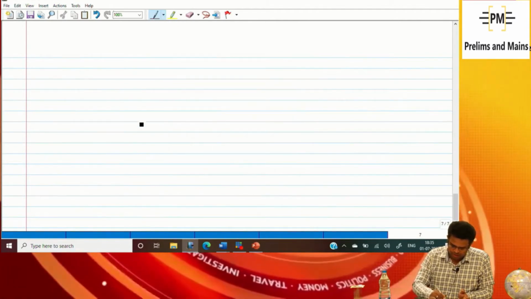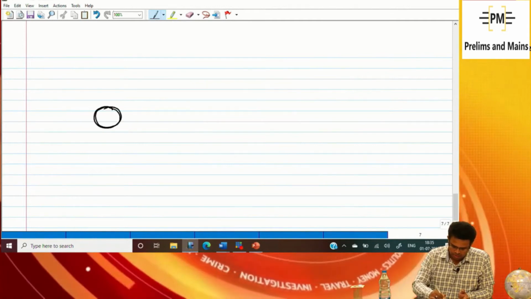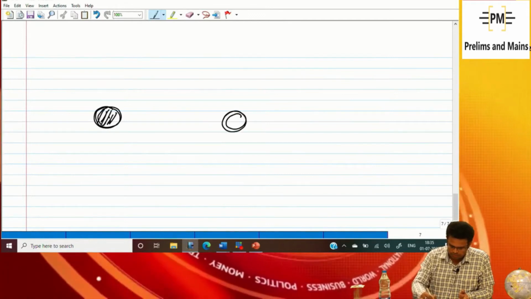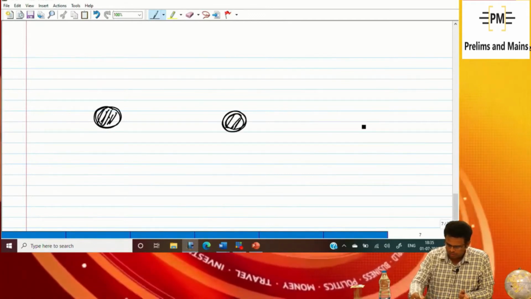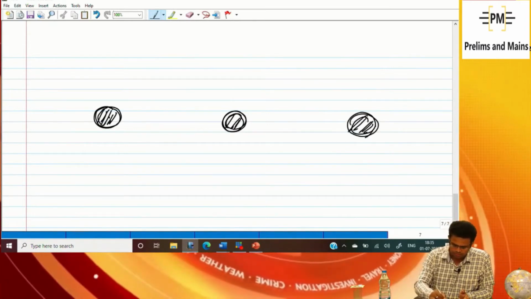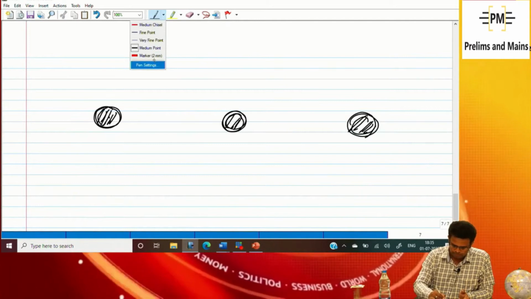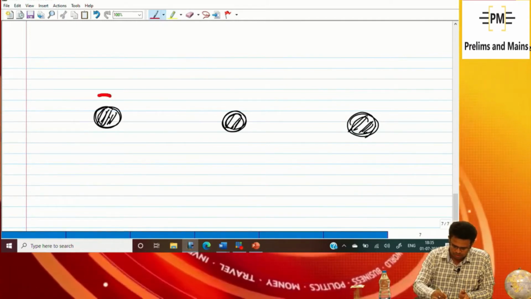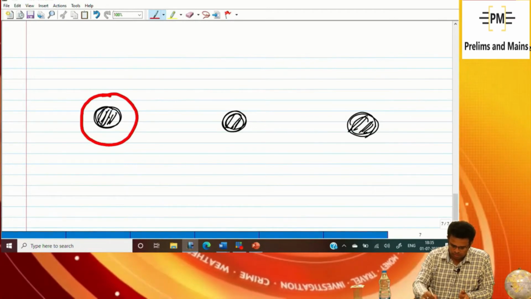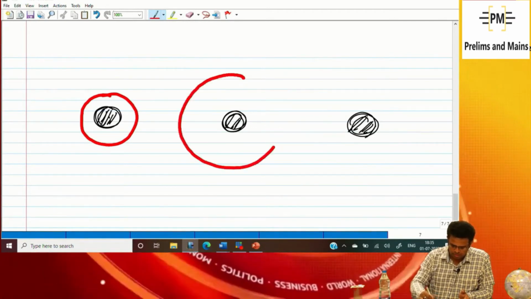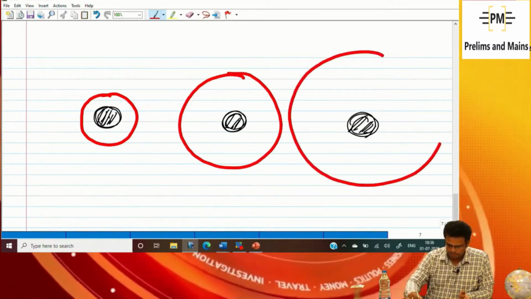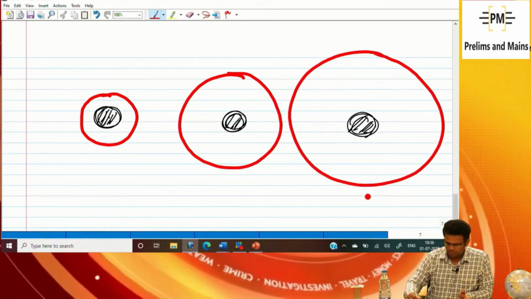This is your Earth. This is your Earth. This is your Earth. It is low Earth orbit, it is medium Earth orbit, it is GEO.